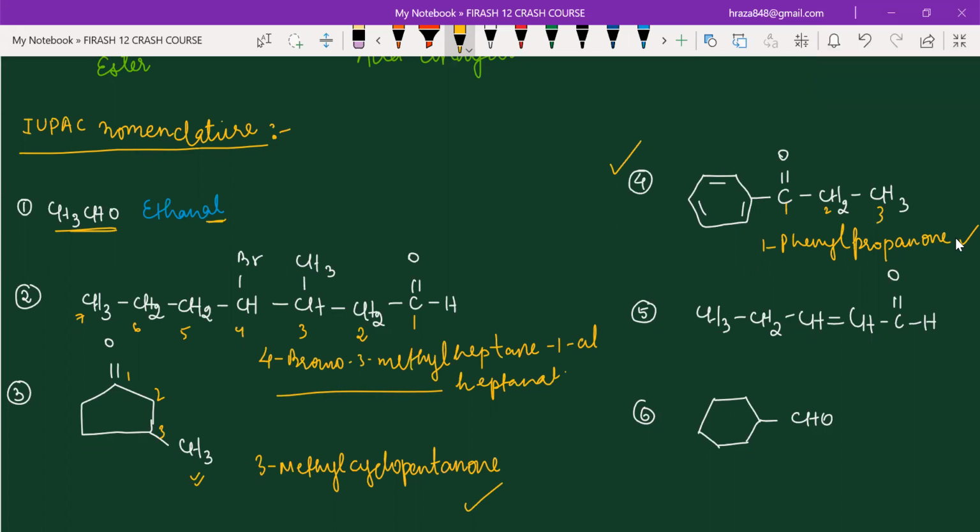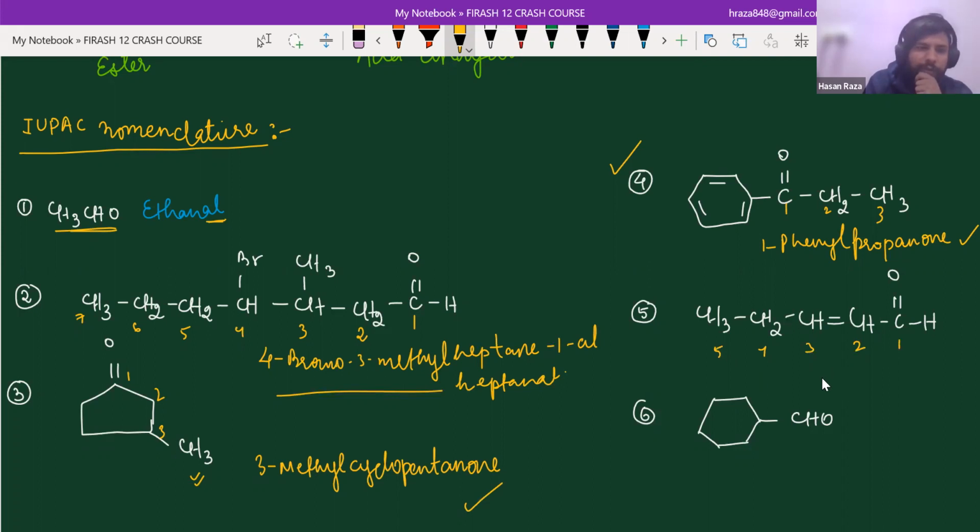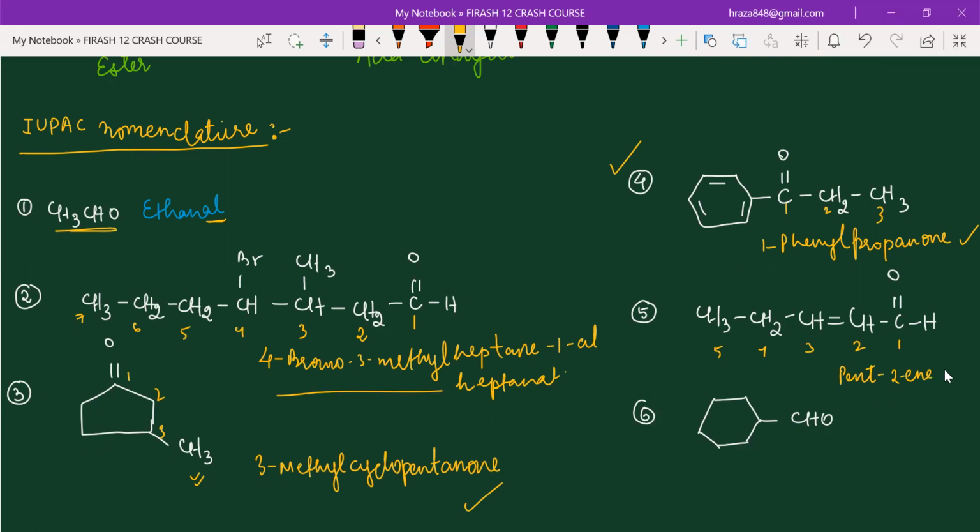So this will be... There is no branch, so we will directly jump to the parent carbon. Pent, pentane, no, not pentane, just write pent. Then come to the nature of the bond. Two in, double bond, pent-2-en-1-al. Got it, Firaz? Okay.